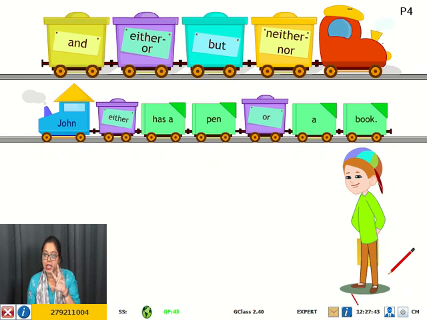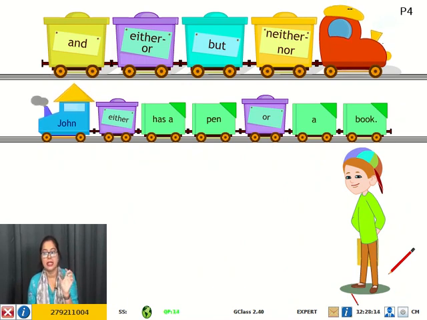So in the first point you see, John either has a pen or a book. So that means he will have any one among the two. Okay, that means either he will have a pen or he will have a book. So John either has a pen or a book, anyone. Okay, we are given a choice here. Whenever we are using "either or" in a sentence, "either or" is a choice. That means either he can have a pen or he can have a book.